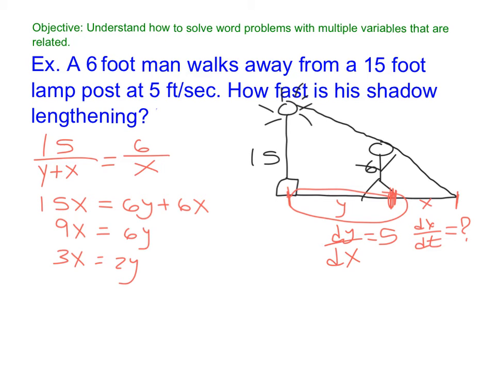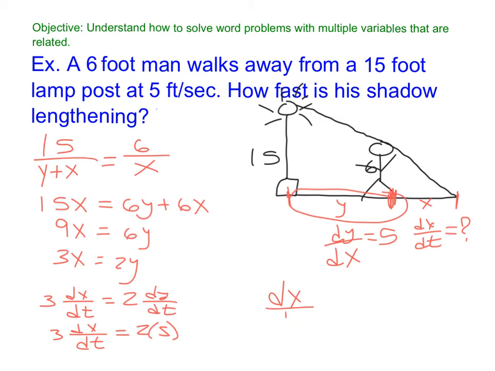So then we just take our derivative. 3 dx/dt equals 2 dy/dt. So 3 dx/dt equals 2 times 5. So dx/dt equals 10/3. And that's it.